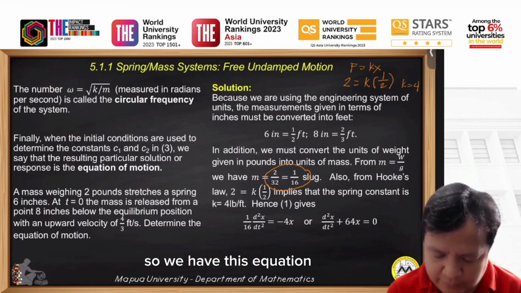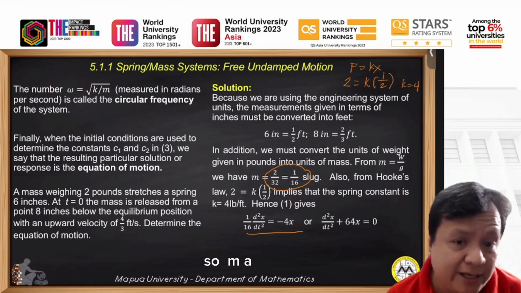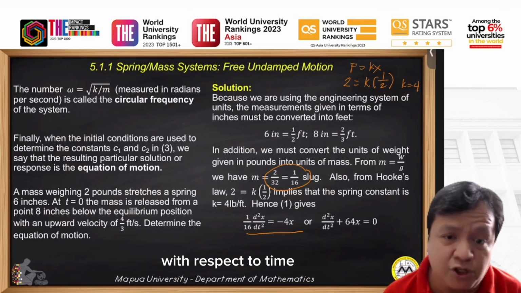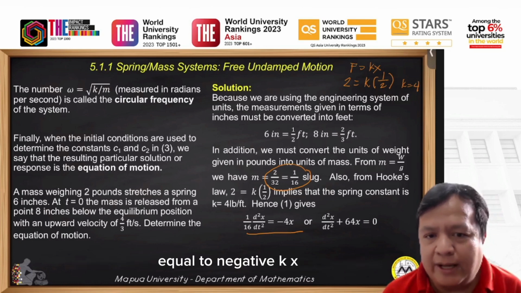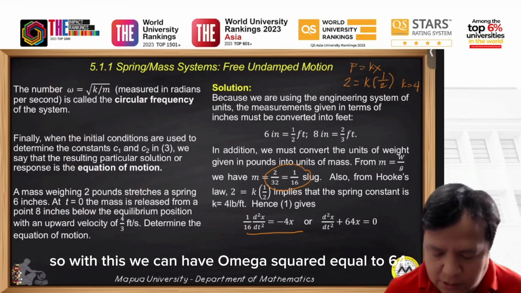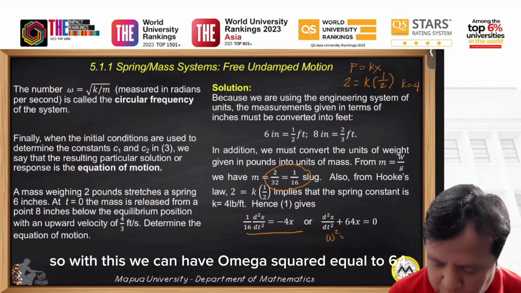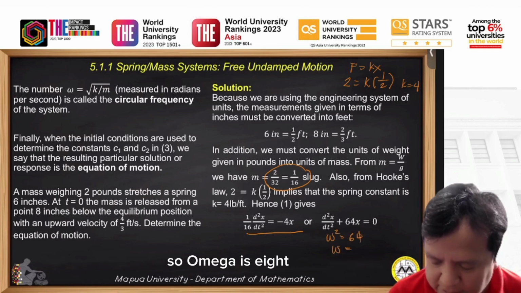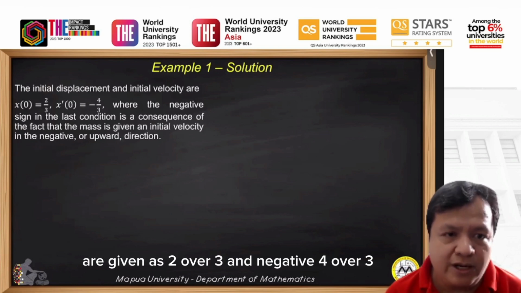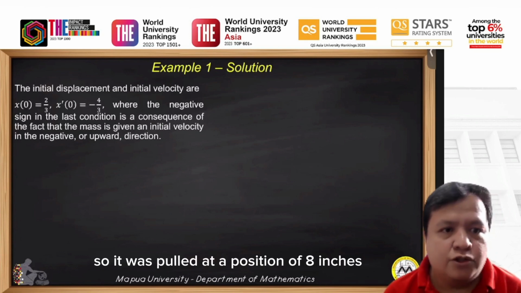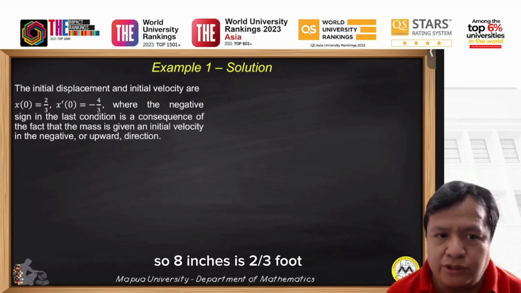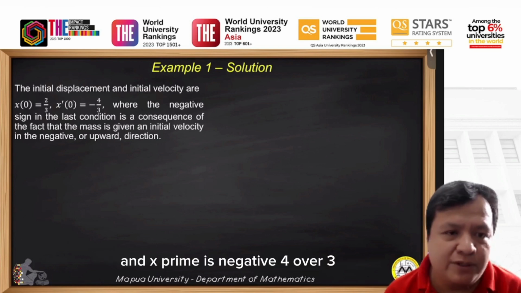So we have this equation. Mass is 1/16, and acceleration is the second derivative of position with respect to time, equal to negative kx, so negative 4 times x. With this, we have omega squared equal to 64. So omega is 8. The initial displacement and initial velocity are given as 2/3 and negative 4/3. It was pulled to a position of 8 inches, so 2/3 foot. And x prime is negative 4/3.